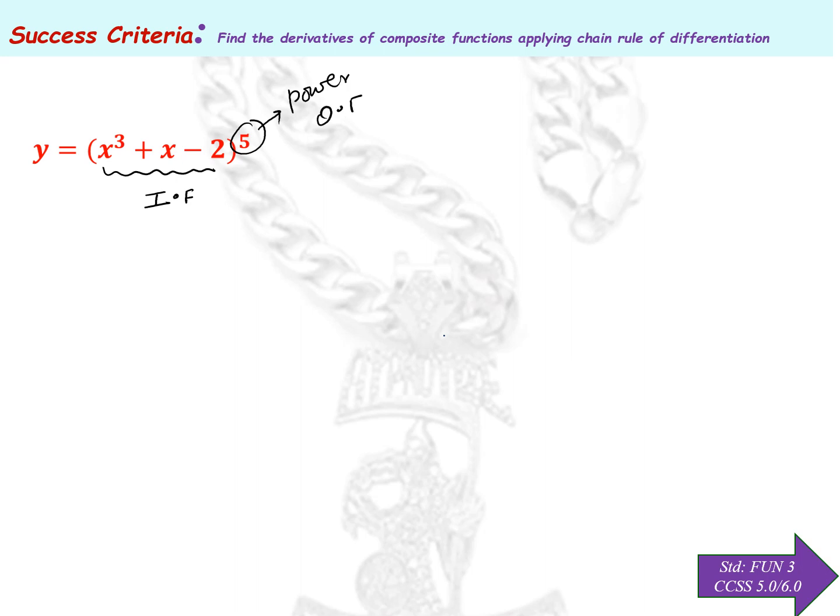Now, whenever there is a power, remember that power as an outer function, you have to apply the power rule. So if I write the basic power rule, it says that if you want to take the derivative of x to the power of n, you will bring the n beside the x, write the x as it is, and from this power subtract 1. So this is the power rule.